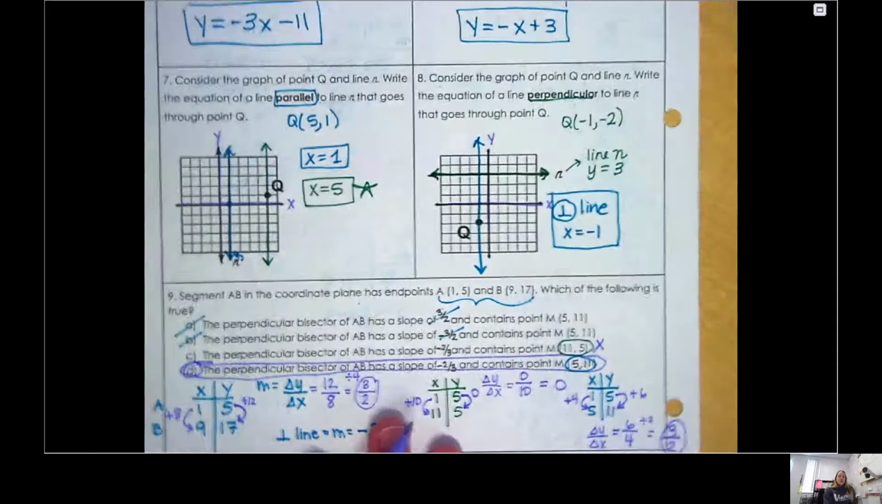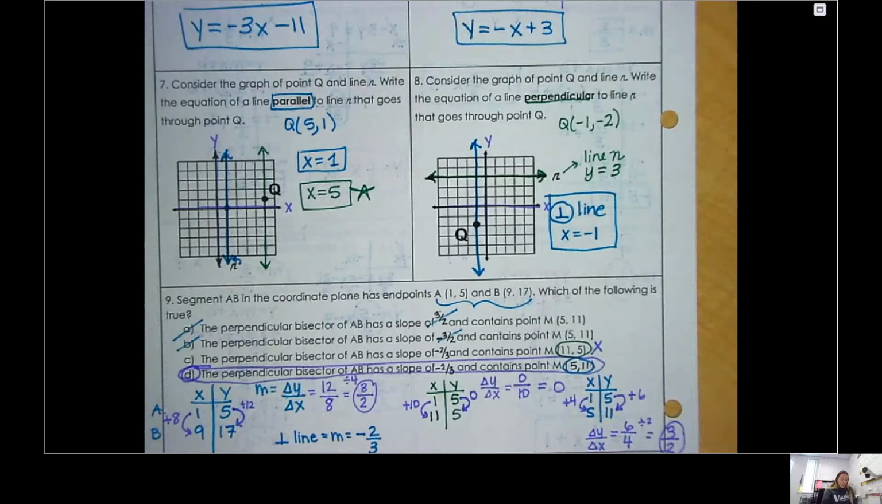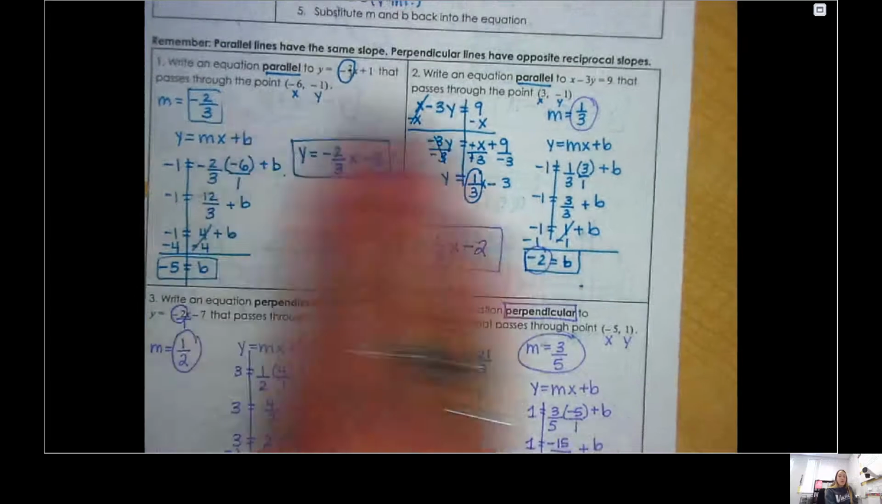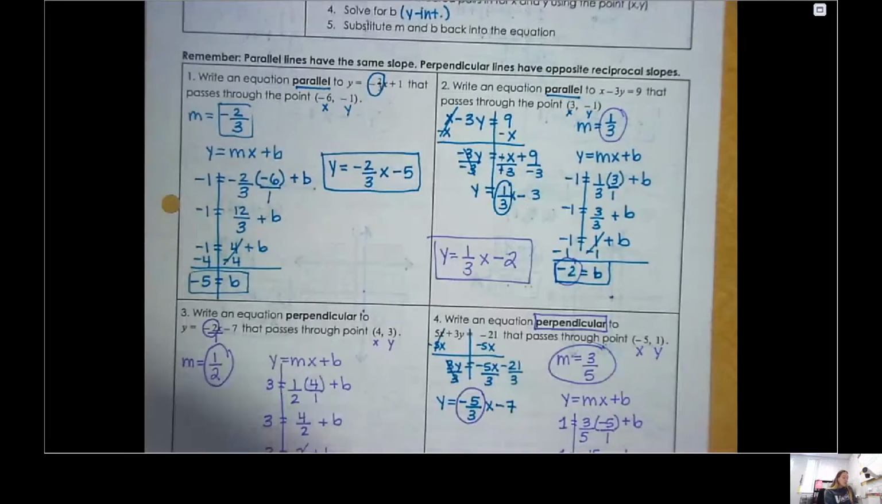Okay, so now you should feel comfortable writing the equations of lines that are parallel and perpendicular that go through a particular point. You should be able to do it from a graph, and you should also be able to do it from straight up equations. Once you're finished with these notes, there are going to be some practice problems for you to complete on Canvas.